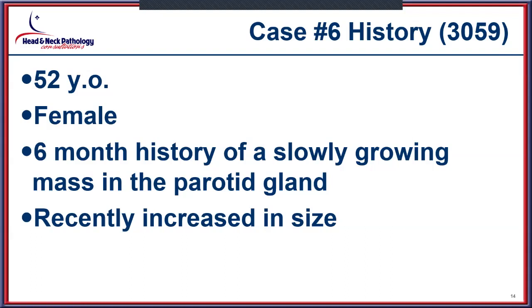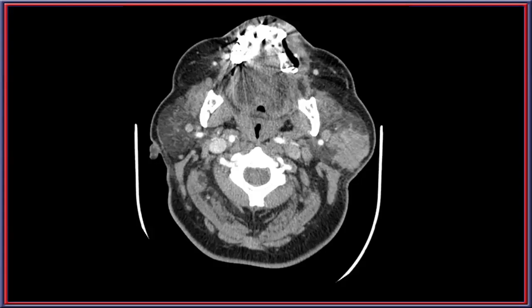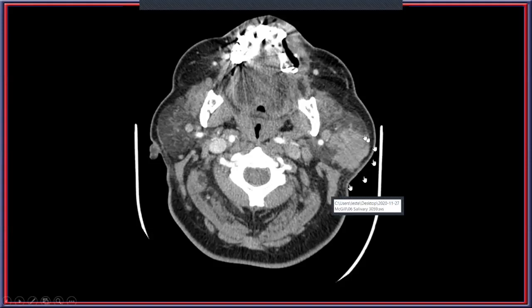Let's go on now to case number 6, a 52-year-old woman who presented with a slowly growing mass in the parotid gland that recently had increased in size. So again, when I look at the radiology, you can tell that there is quite a large mass lesion present here within the salivary gland portion of this patient. It is expanding into the adjacent soft tissues, and you can tell that it is remarkably close to the bone in this case as well.